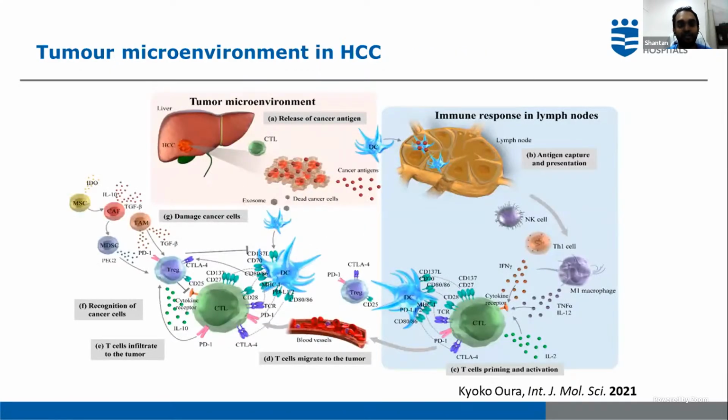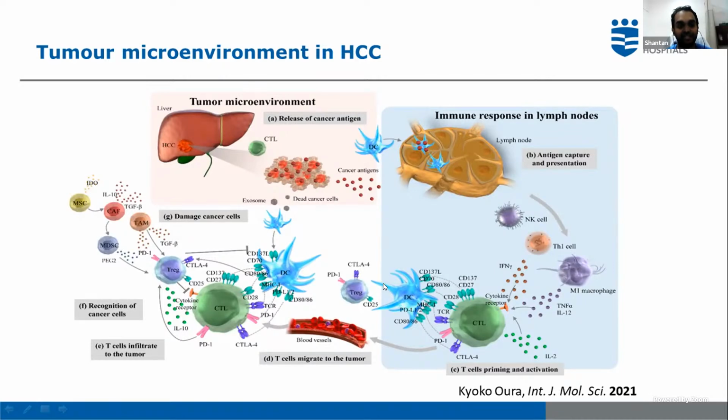Finally, coming up to the tumor microenvironment. Within the microenvironment, why can't the body fight the tumor? So in the tumor microenvironment, once the HCC develops, there is release of cancer antigens. These cancer antigens will be caught by the dendritic cells in the lymph nodes. Once this antigen is captured and presented in the lymph node, there will be production of many inflammatory markers and inflammatory cells. There will be T cell priming and activation. This T cell priming and activation leads to increased production of Treg cells.